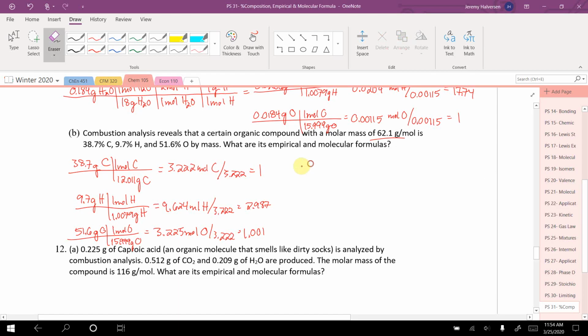I'm going to have C1H3O1 as my empirical formula. But it's asking, oh, that's empirical, awesome. But now it wants molecular. Well, we have the molecular mass, so I know the molecular mass is 62.1 grams per mole. The mass of my empirical formula is 12 plus 3 plus 16, which is 31 grams per mole. So this is equal to about 2. So my molecular formula, I've got to multiply everything by 2, is C2H6O2. That's going to be my molecular formula, based on the molecular mass.